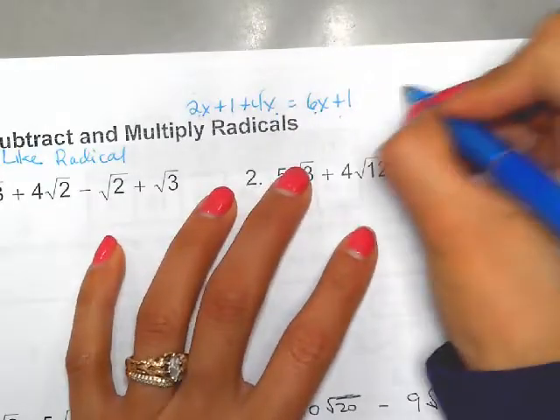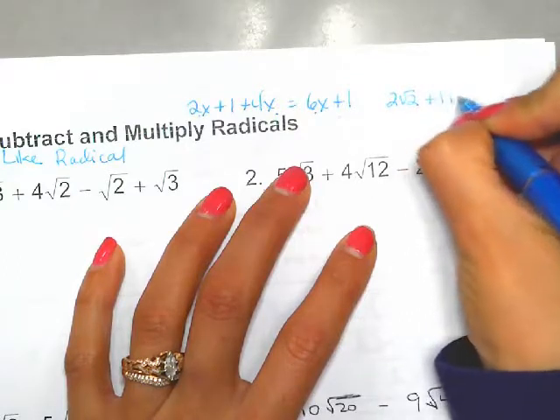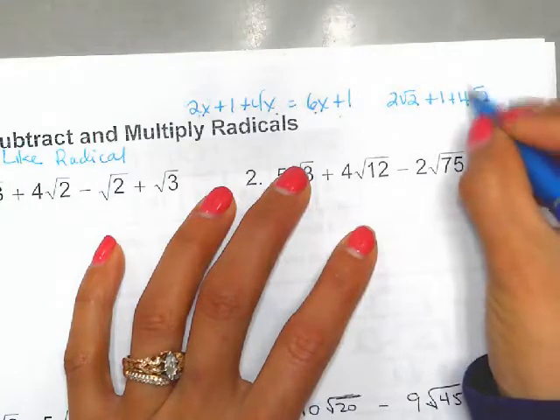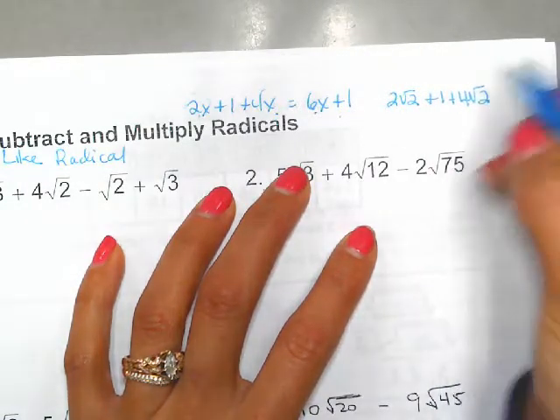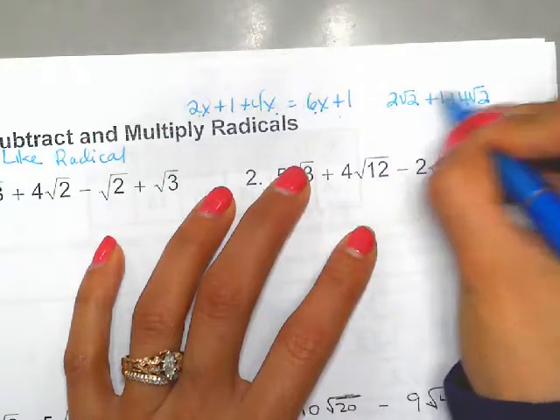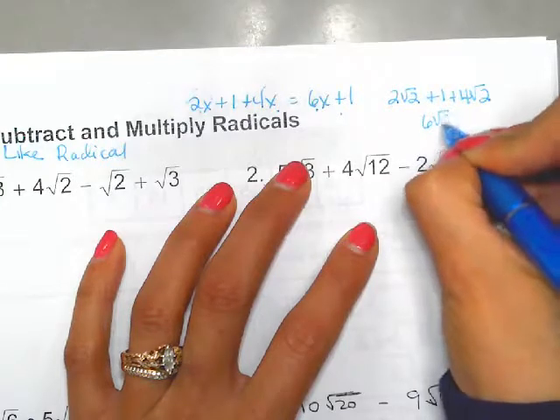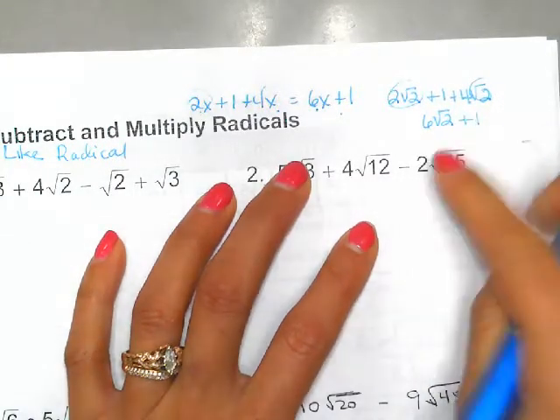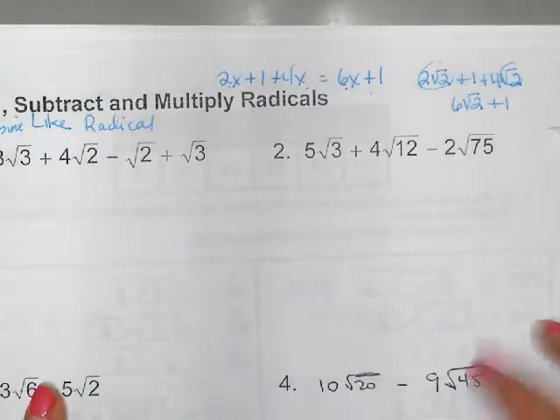This is very similar if I had something like 2 square roots of 2 plus 1 plus 4 square roots of 2. These two have the same radical, the same number underneath the square root. So I can combine 2 square roots of 2 plus 4 square roots of 2. Now I have 6 square roots of 2. So these combine and then bring down the 1. It cannot combine with the square roots of 2 because it doesn't have a square root. So it just stays like that. That is my simplified radical.